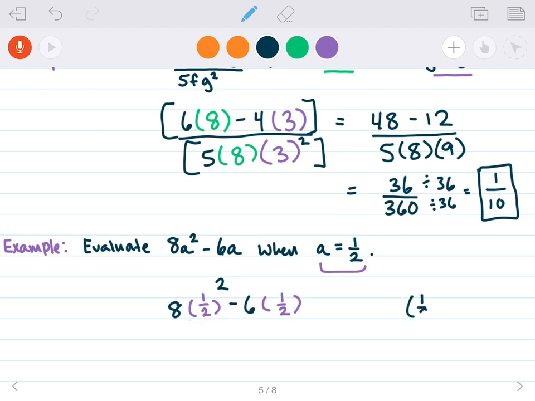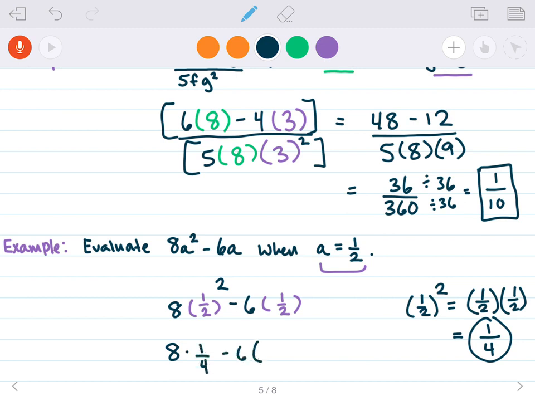So 1/2 squared, do you remember how we did that? Any number squared means we're multiplying it by itself. So 1/2 times 1/2, multiply straight across. 1 times 1 is 1, 2 times 2 is 4. So 1/2 squared is 1 over 4, so let me replace that. So now I have 8 times 1 over 4 minus 6 times 1 over 2.